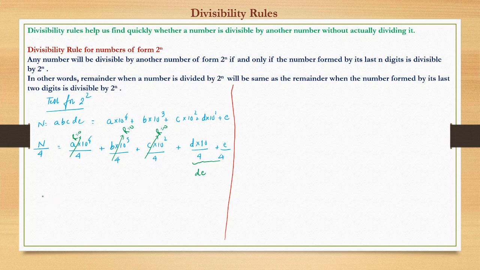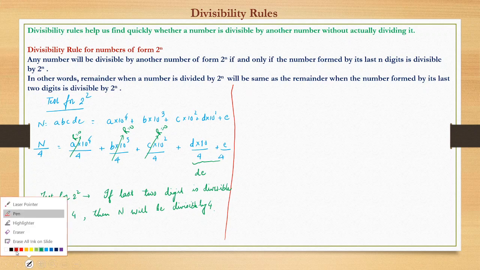So that is why the test for 2 square is: if the last two digits are divisible by 4, then n will be divisible by 4. So this is the test for 2 square. This also we derived. Now finally we'll check one more test.